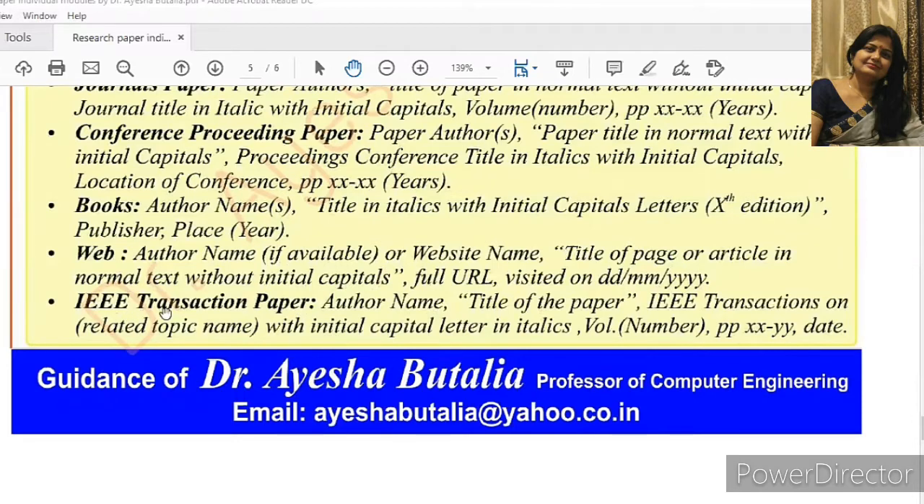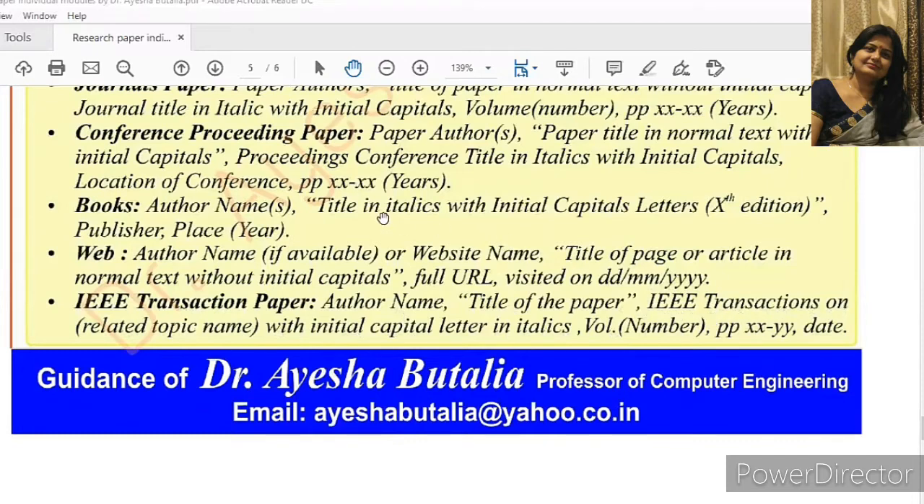If it's an IEEE transaction paper, you have the author name, the title of the paper, and this comma can be inside. Then IEEE Transactions on the related topic name, with initial capital letters, in italics, then the volume, number, page numbers, and the date. Since it's a transaction or journal paper, this entire thing is in italics.